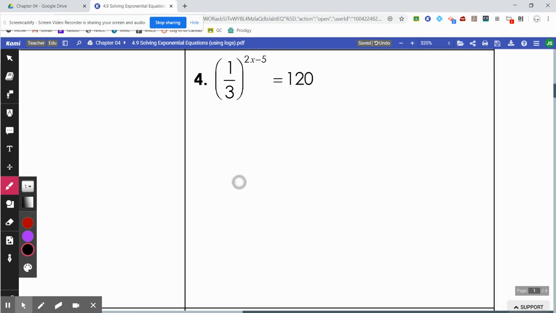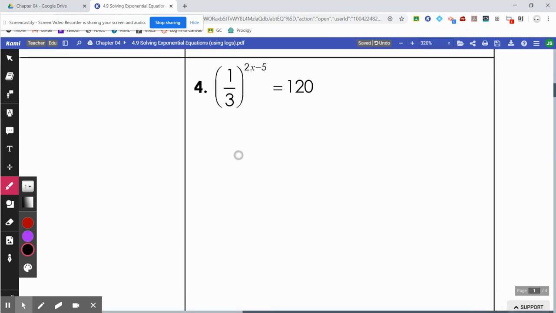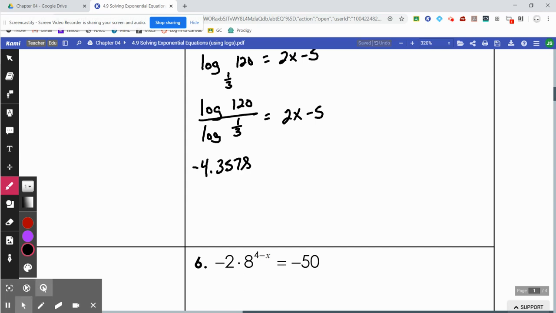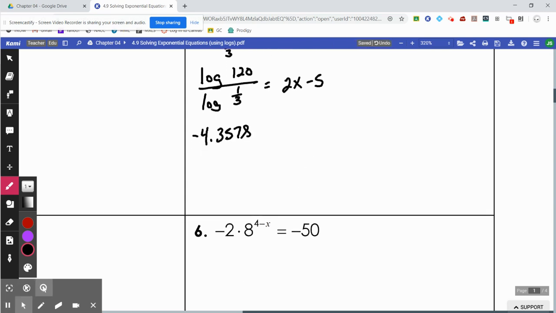Number 4. Again, let's change forms. This would be the logarithm of base 1/3 of 120 is equal to the exponent. We're going to type this in our calculator by doing log of 120 divided by the log of 1/3 is equal to 2x minus 5. So let's go ahead and type that in. And I get negative 4.3578 is equal to 2x minus 5.